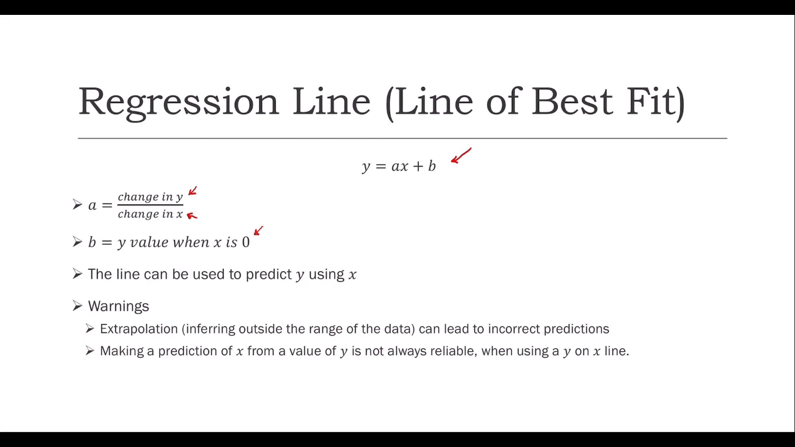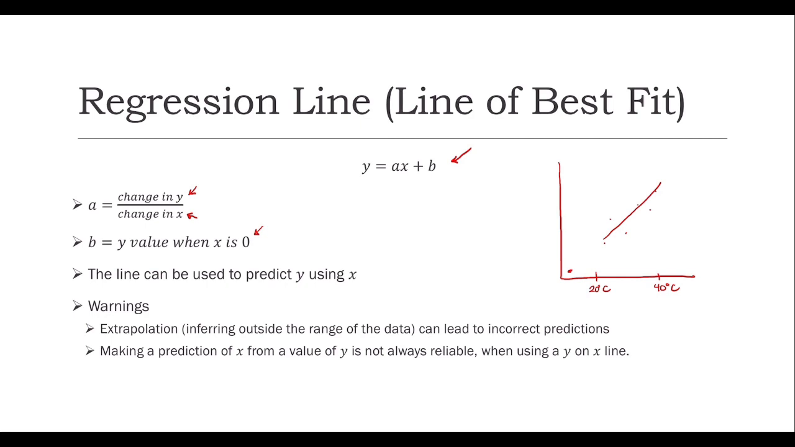So your line can be used to predict Y using X. Some warnings are extrapolation, which is inferring outside the range of the data. This can lead to incorrect predictions. So if you had points from 20 degrees Celsius to 40 degrees Celsius, and there was some sort of trend, extrapolation would be making a prediction all the way down here using your line of best fit, but that may or may not be accurate because your trend might not continue outside of that range.